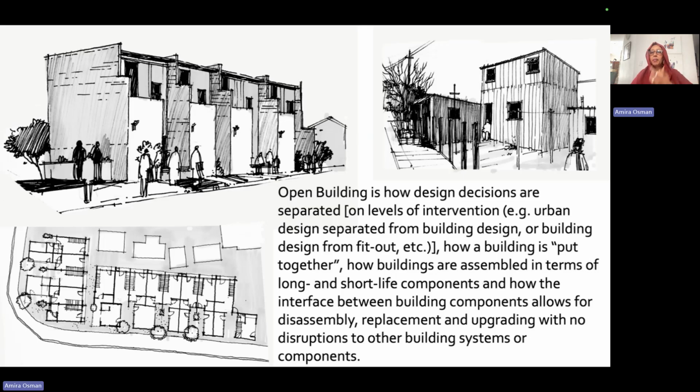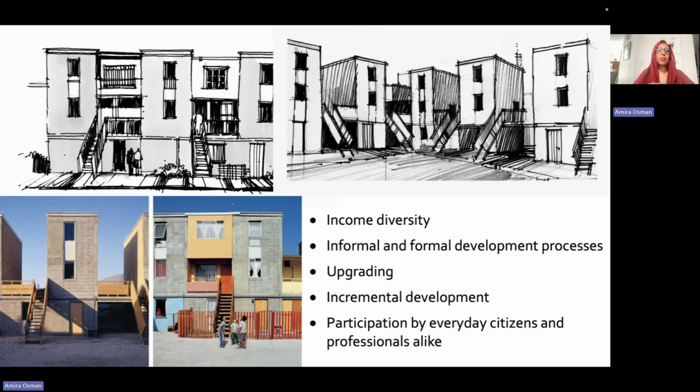So open building is about how design decisions are separated and how a building is put together or assembled in terms of its long and short life components, and then the interface between these building components to allow for disassembly, replacement, upgrading. And this is one project also in South Africa, in the Cape, where this was achieved to some extent without specific reference to open building.